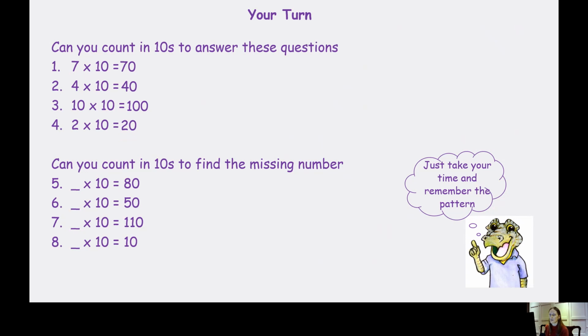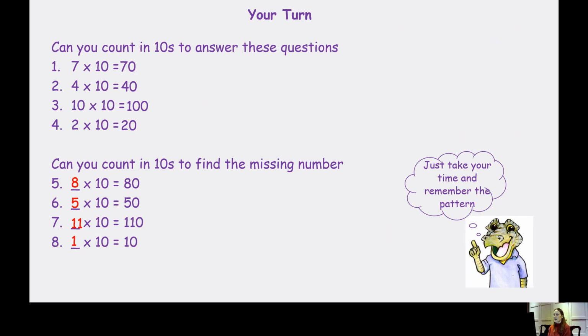And then let's do the missing number. Something times 10 makes 80. Well, that needs to be 8 times 10 makes 80. Something times 10 makes 50. Well, that needs to be 5 times 10 makes 50. And something times 10 makes 110. Well, that needs to be 11 times 10 making 110. Something times 10 makes 10. Well, that's just 1 times 10.